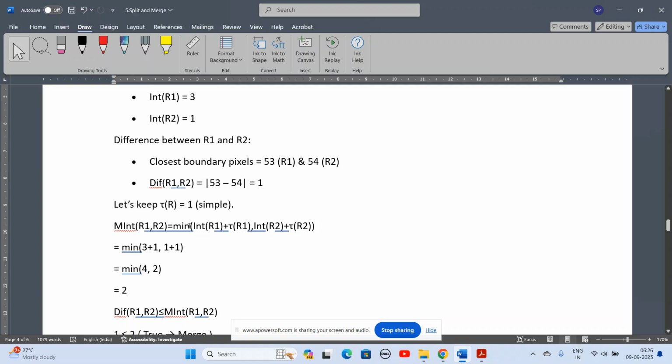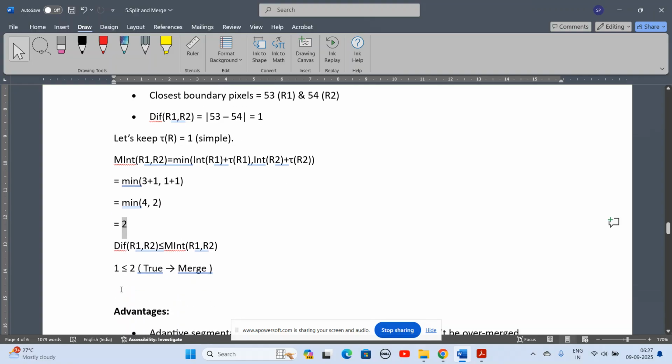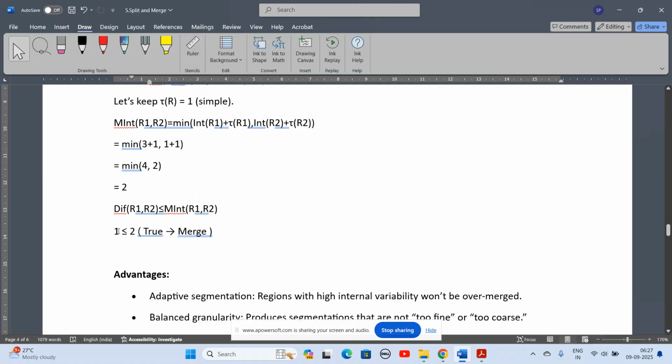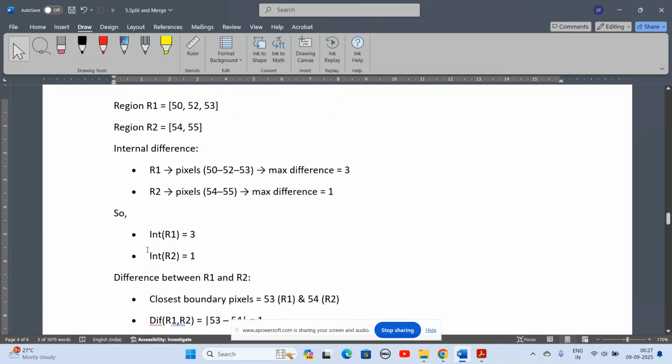So now substitute in this formula, M int is internal of R1 plus tau R1, comma internal of R2 plus tau R2. So 3 plus 1 and 1 plus 1 is substituted here. So minimum of 4 comma 2 is 2. And we already found the difference as 1. So 1 is less than this, the condition holds. So I can merge both the regions.